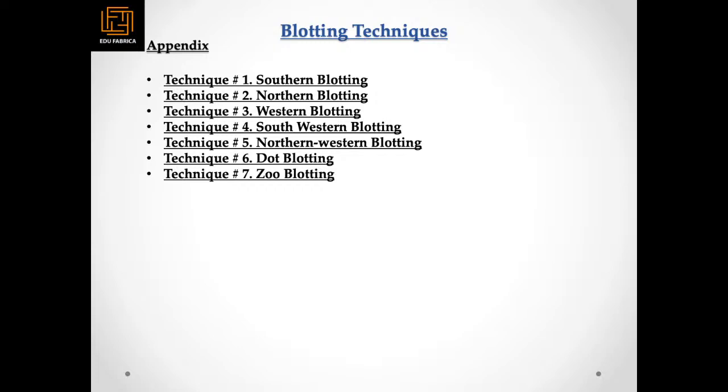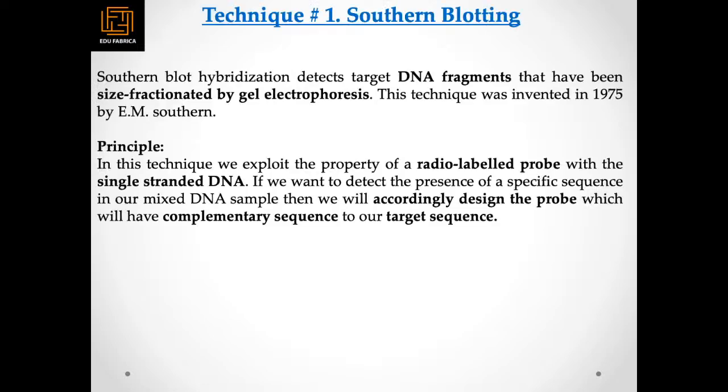So basically, these gel electrophoresis techniques are done in order to identify your various nucleic acids, how much of them are present in a particular sample. So Southern is mainly done to target DNA fragments, like restriction fragments, on gel electrophoresis. It was discovered by E. M. Southern. In this technique, we exploit the property of a radiolabeled probe with single-stranded DNA. If we want to detect the presence of a specific sequence in our mixed DNA sample, then we design the probe to have a sequence complementary to our target sequence.